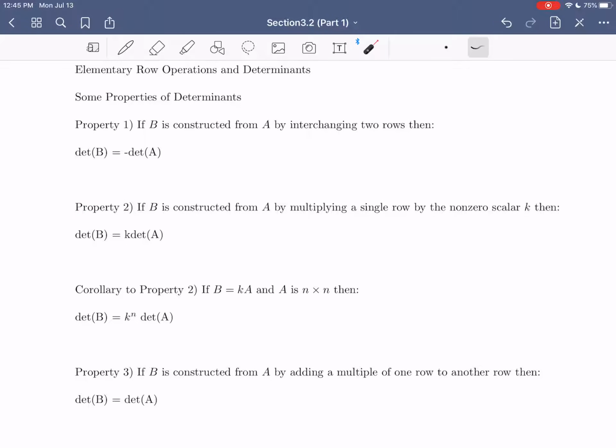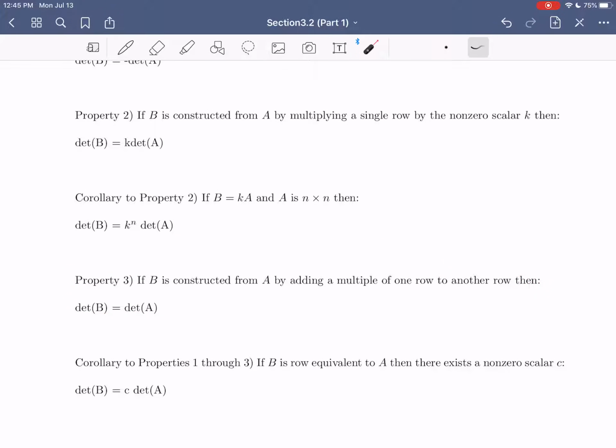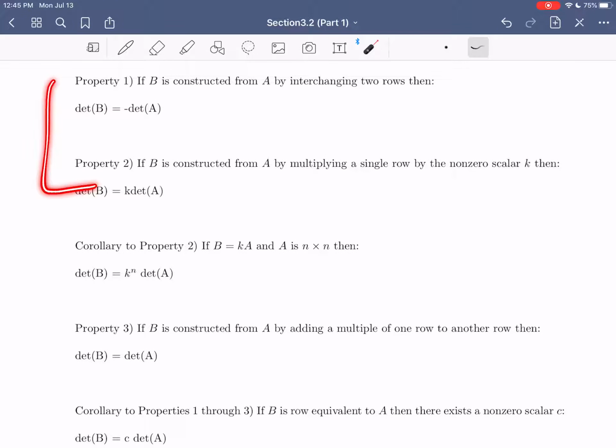Hopefully it's clear where the corollaries come from, so we're not going to give any formal proof of those. We will return in a later video on section 3.2 to proving property 3. The only problem is that proving property 3 is a little bit messy because we just need a few more things to talk about. But for now, we'll talk about properties 1 and 2.